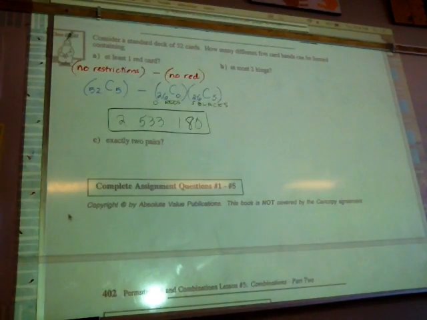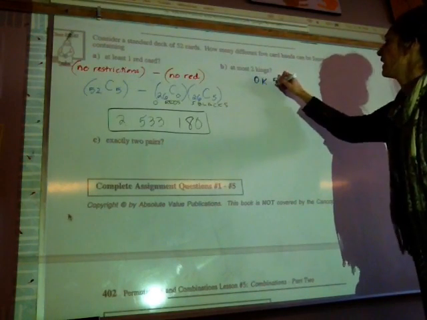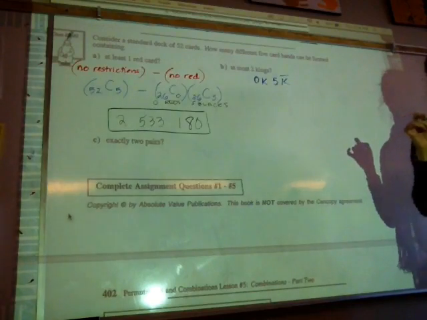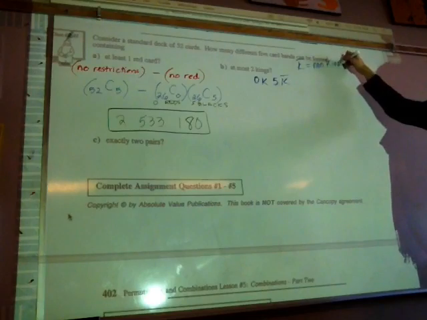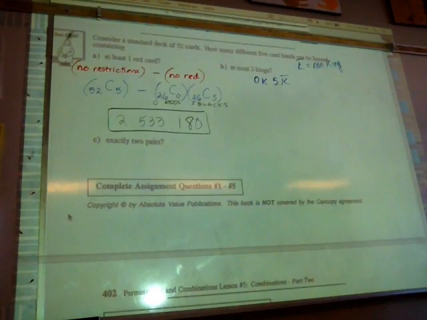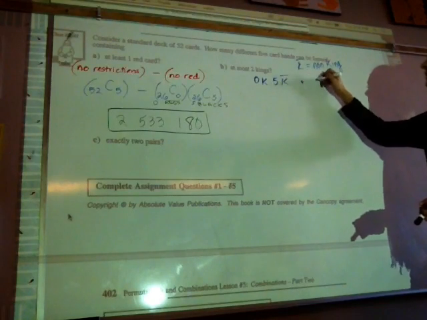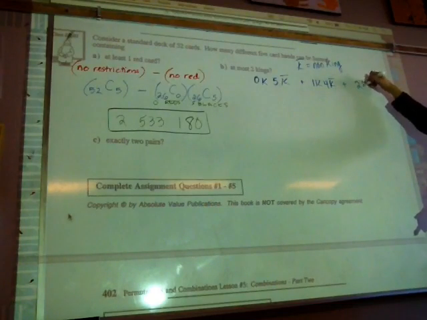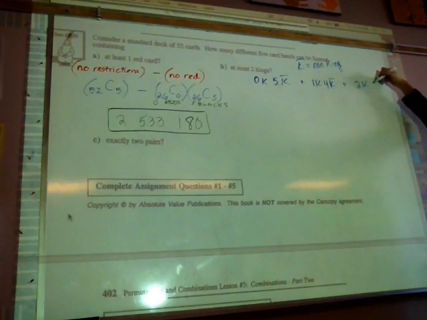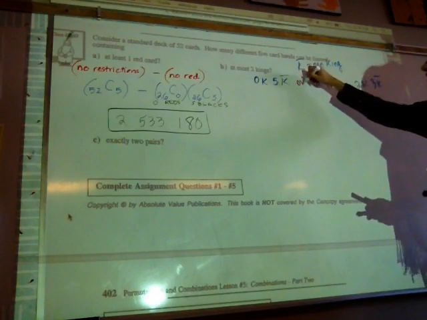Alright, at most 2 kings. That means we could have 0 kings and 5 non-kings. K bar, I'll just say, is non-kings, so it's a card that isn't a king. So one scenario is 0 kings with 5 non-kings, or we could have 1 king and 4 non-kings, or we could have 2 kings at most and 3 non-kings. Maybe I should put or instead of plus signs for the start.